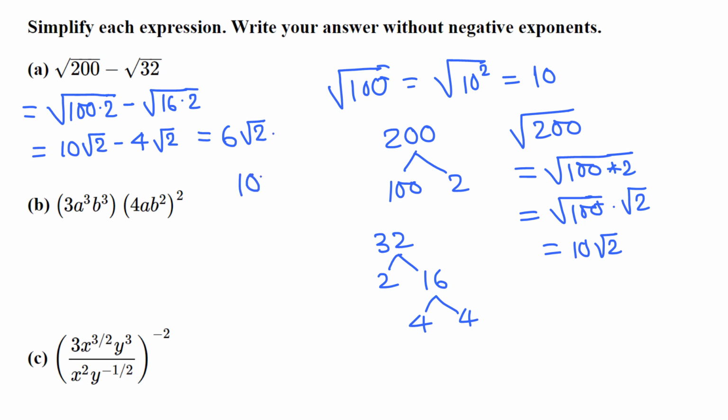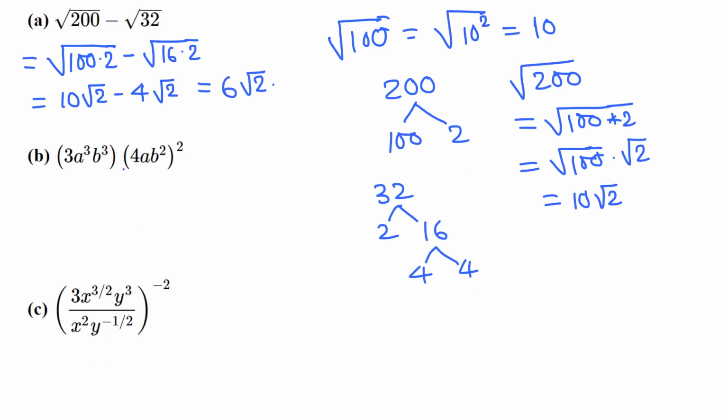Okay, if we had, let's say, 10 root 3 minus 4 root 2, then we cannot subtract, because root 3 and root 2 are unlike terms. We would just leave this. Luckily we got the same 10 root 2 and 4 root 2, so we were able to subtract. So part B, it said times, by the way, so let me use this over here.